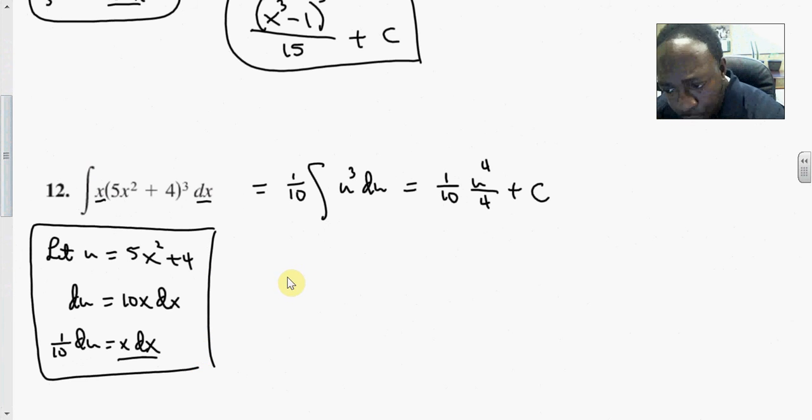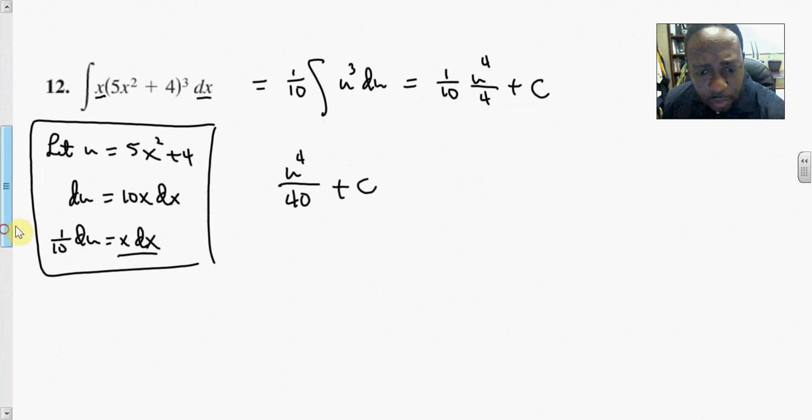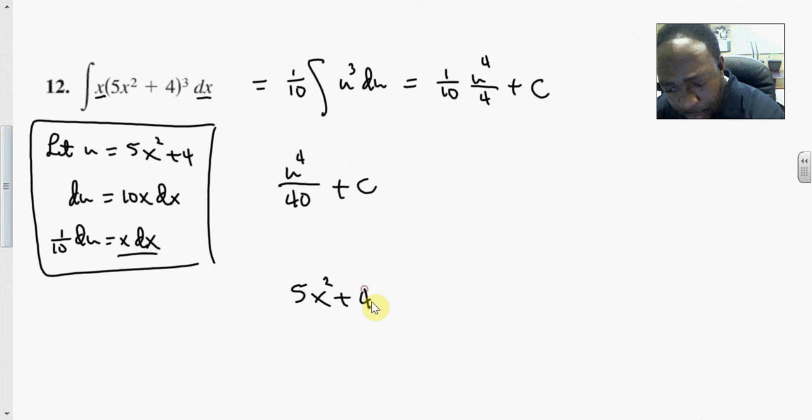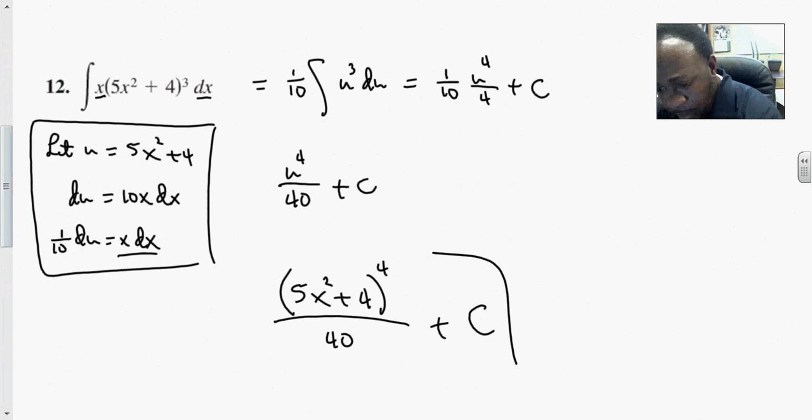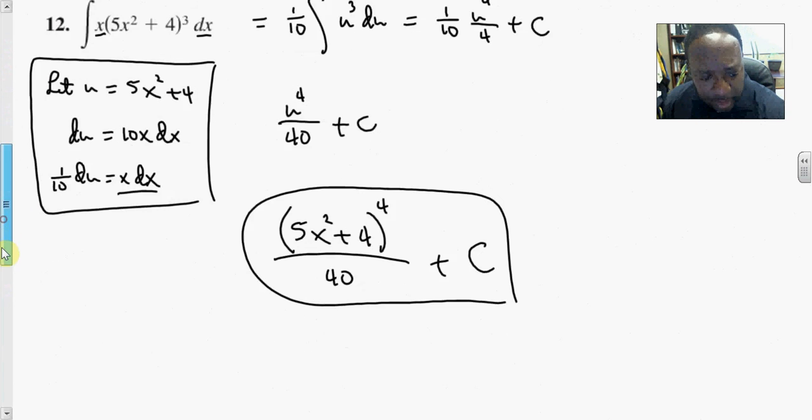So this is u to the fourth over 40 plus c, and the u is this 5x squared plus 4. So this is 5x squared plus 4, and that's raised to the fourth power divided by 40 plus c. And don't forget the constant of integration. That's important.